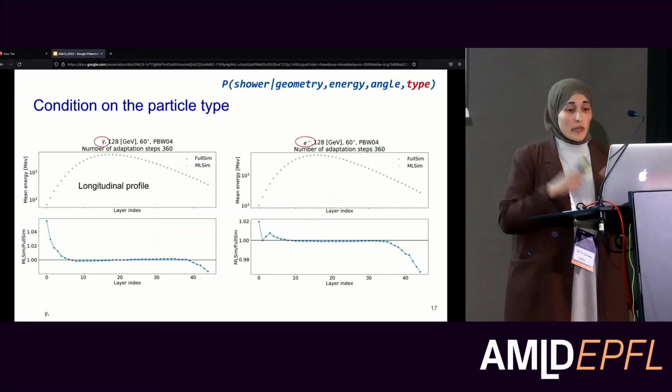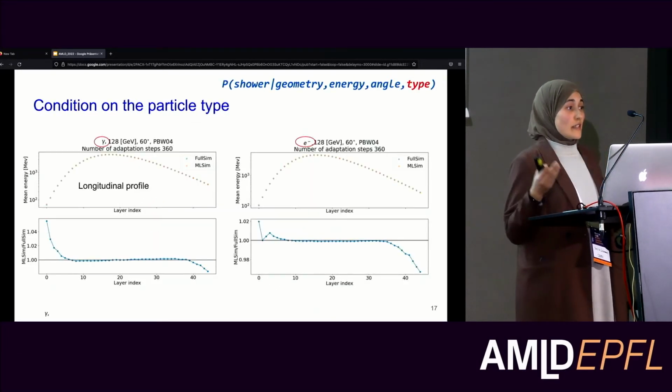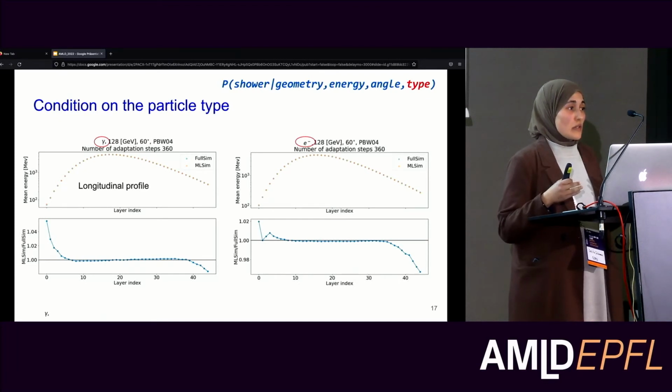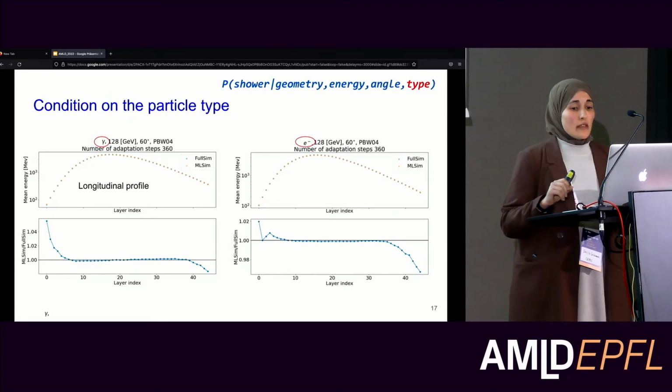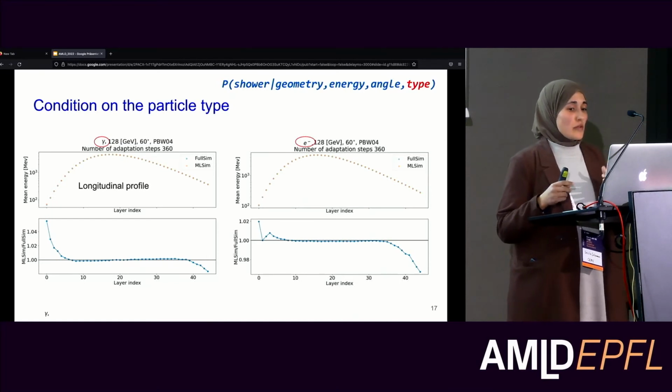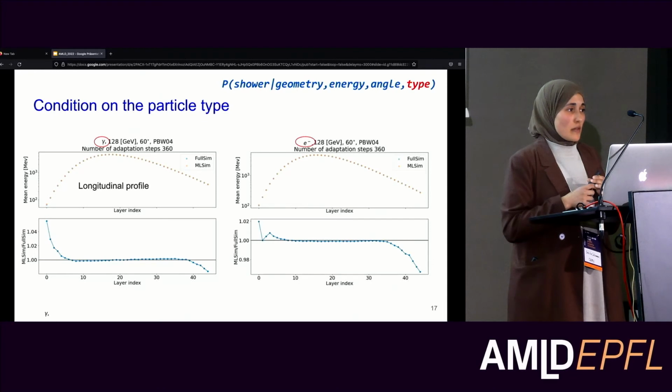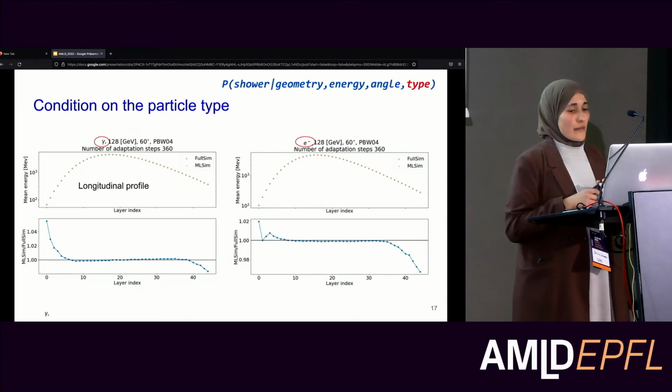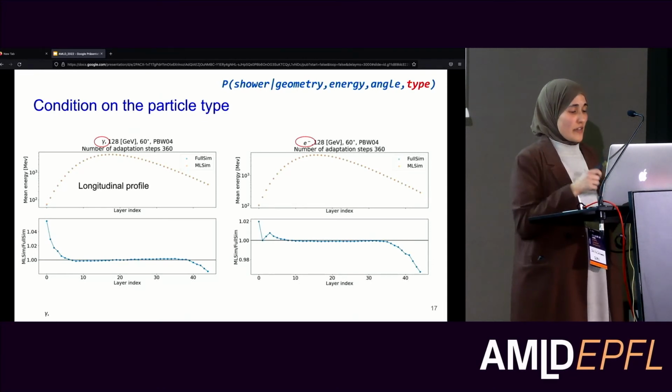Yeah, so at the beginning I mentioned that ideally we would have also a condition on the particle type. What I showed previously is only a single particle type, and this is like pushing more our model to be also able to be conditioned on the particle type and generate showers by specifying the particle type.